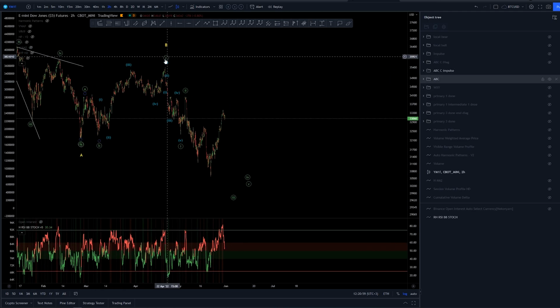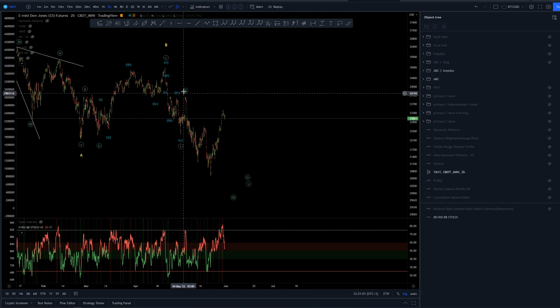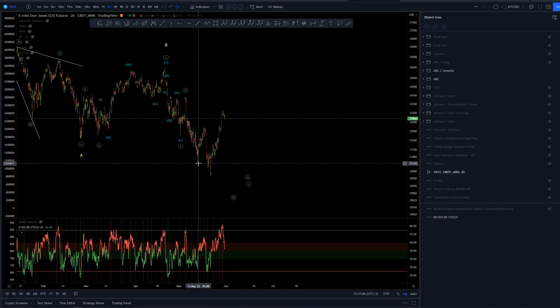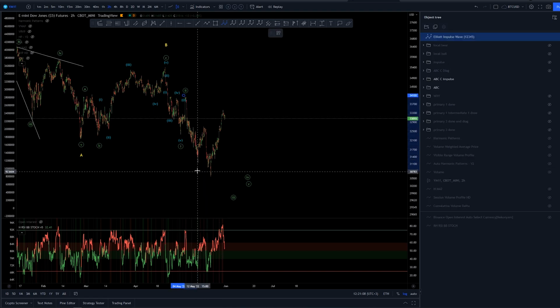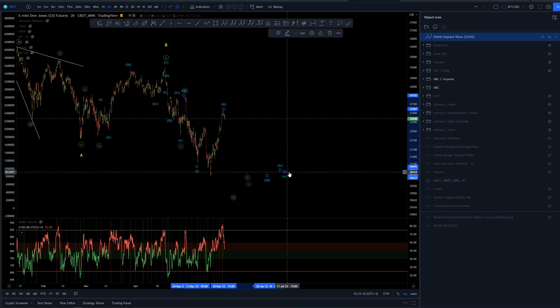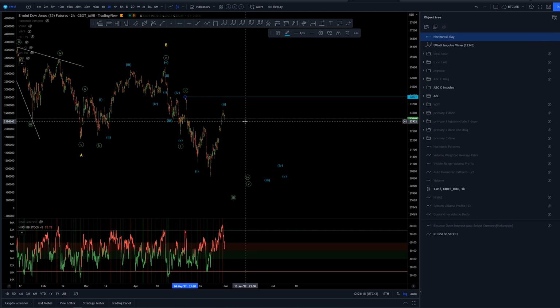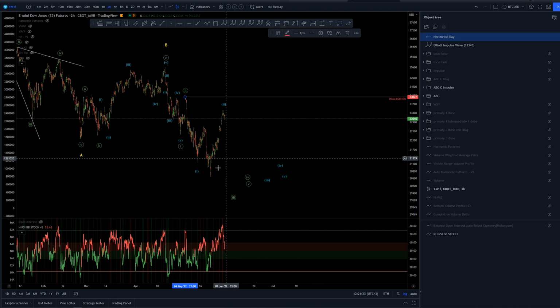At this point, we would have to say that this is a 1, 2, and then this would be another 1, 2, most likely ending here. Let me label that in, and we would have to be turning around real soon. Invalidation is really close already, around 34,000, and yeah, it is really close.